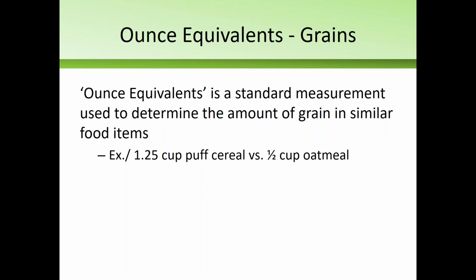So first we're going to look at grains when discussing ounce equivalents. Ounce equivalents is a standard measurement used to determine the amount of grain in similar food items. For example, both 1.25 cups of puff cereal and ½ a cup of oatmeal equal a 1 ounce equivalent. We need more puff cereal to credit the same as a ½ cup of oatmeal. Oatmeal is more dense, and so less is needed to count as a 1 ounce equivalent. So with this standard, we can determine how much grain is in a variety of products, such as bread, pasta, crackers, and muffins.